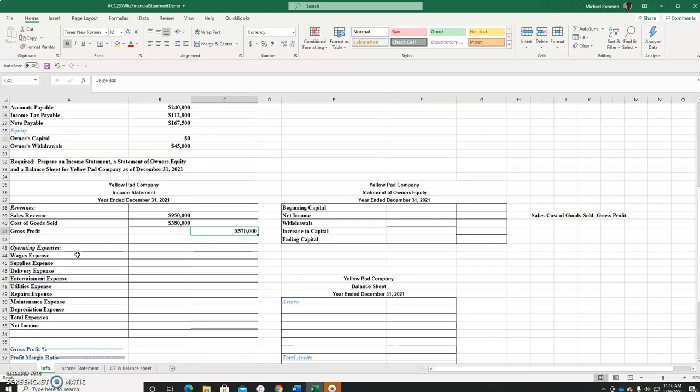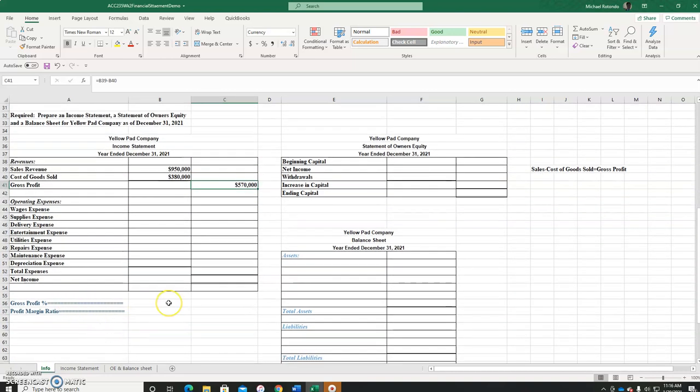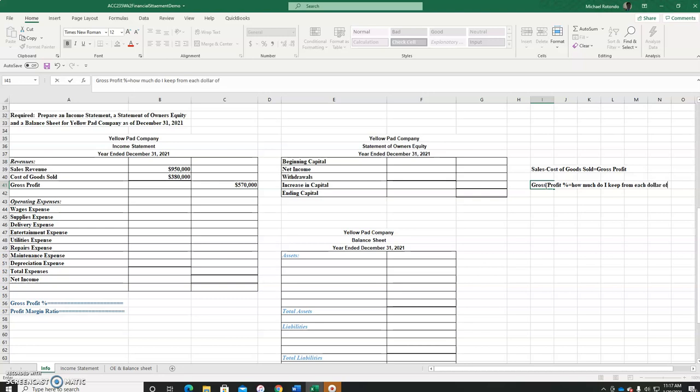One of the things that an investor or a creditor might want to know is, what is your gross profit percentage? In other words, out of every dollar in sales of your product, how much could you keep before expenses? Okay, so that's gross profit percentage. So how much do I keep in from each dollar of sales to put toward my expenses?